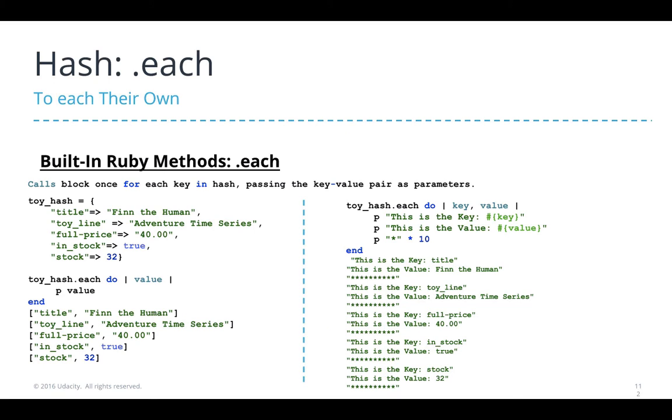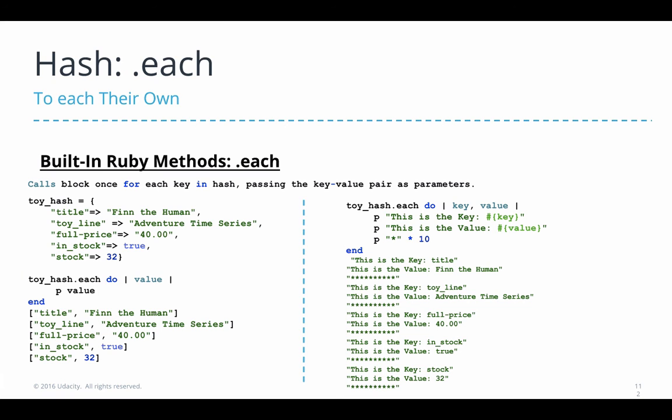Let's take a moment to talk about the built-in Ruby hash method .each. It calls a block once for each key in the hash, passing the key-value pair as parameters. So here we have toy_hash, which is a series of key-value pairs. On toy_hash we call .each do. Inside the pipes we declare a value and we p out that value. It will p out each of the values associated with that hash.